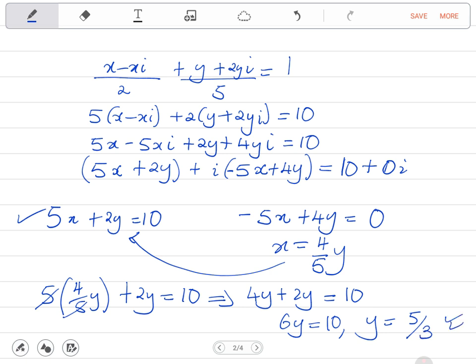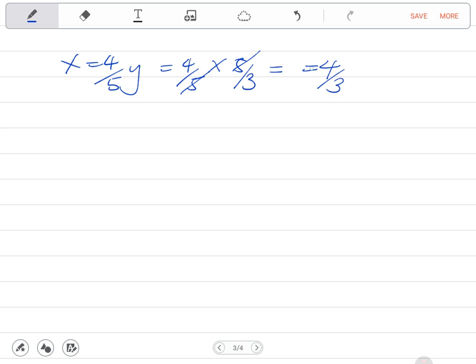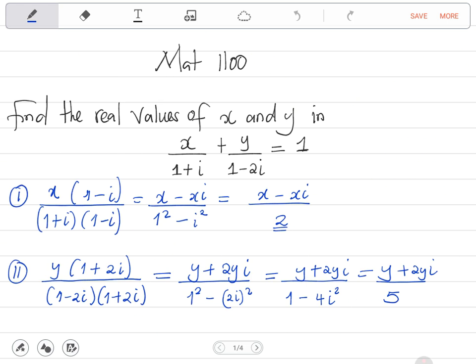We know what x is. It's 4 over 5 y. So that will be 4 over 5 times 5 over 3. And they cancel, we have 4 over 3 as the answer. So x is 4 over 3 and y is 5 over 3. You found the values of x and y in this complex number equation. You're welcome.